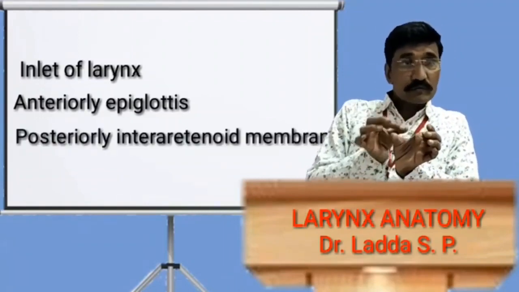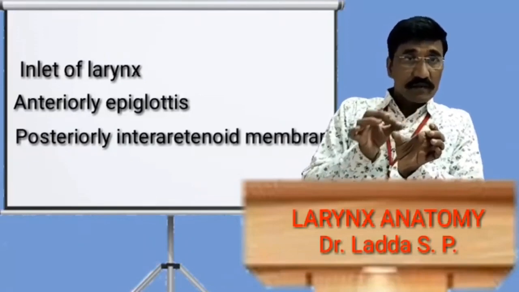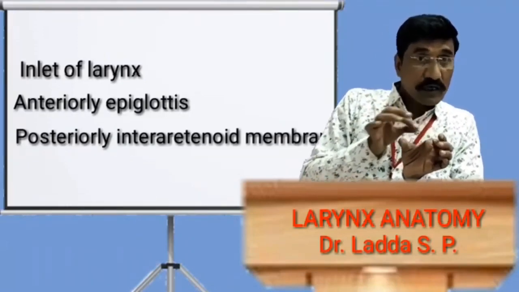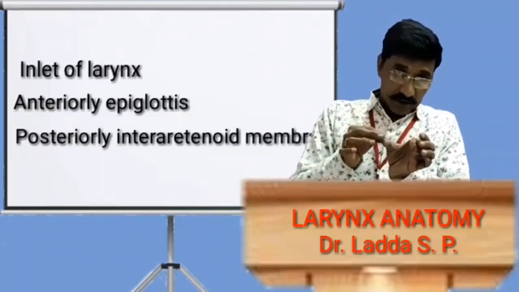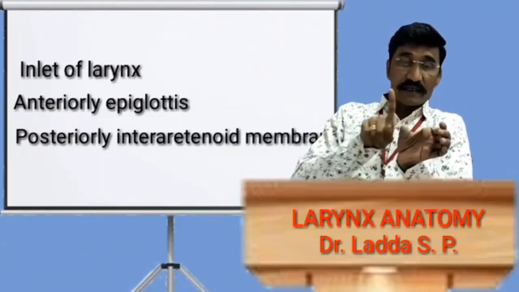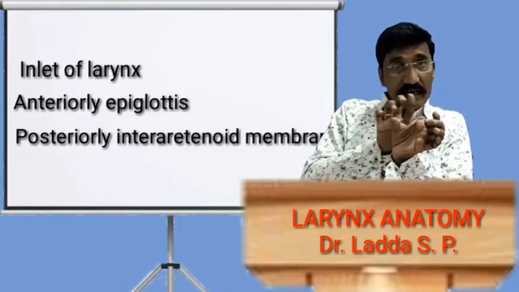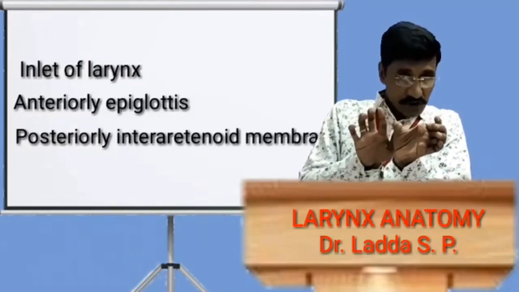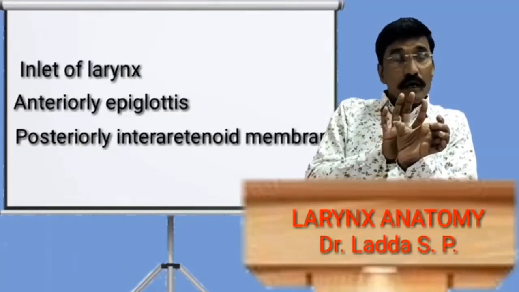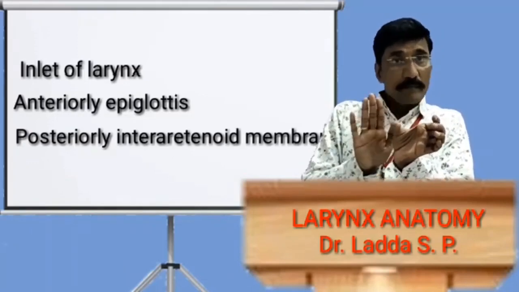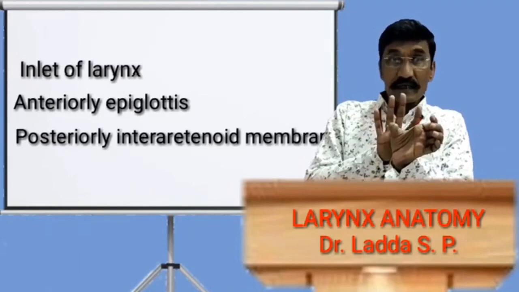There are two small cartilages over the lamina of the cricoid, and those are known as arytenoid cartilages. Now this one arytenoid and this one arytenoid, they are united with each other, or they are connected with each other by a fold, by a membrane. Who are connected?